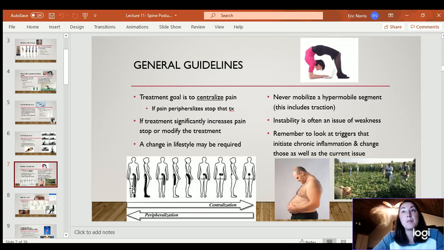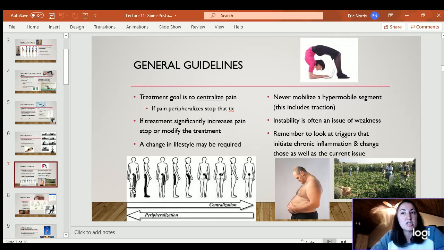With the repeated extension we talked about with a herniated disc, if a patient is doing that and they say, oh, my back is actually hurting worse, but their pain centralized, because sometimes as it centralizes, it gets more intense in the low back, but goes less down the leg. That's actually a desired response. That tells you the treatment was effective.